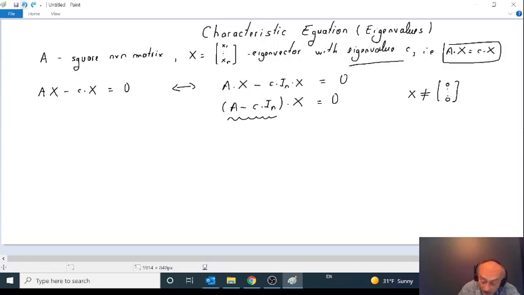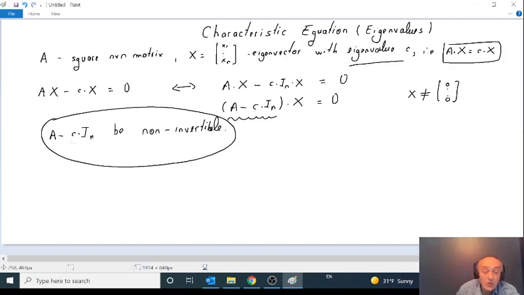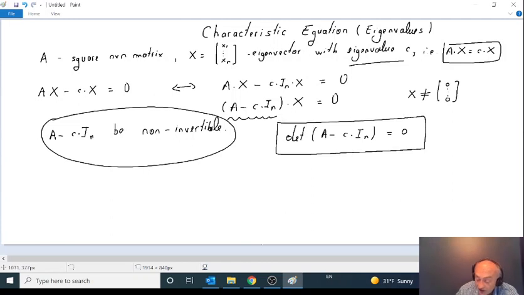So what I want here is A minus c times I n to be non-invertible. And this is very important because this is a sufficient constraint to find c most of the time. So saying that a matrix is non-invertible is the same as saying that the determinant of A minus c times I n is equal to 0. So this is an equation because the determinant of a matrix is a number, and I set this number equal to 0, and I solve for c. So that's going to give me an equation that I solve for c.